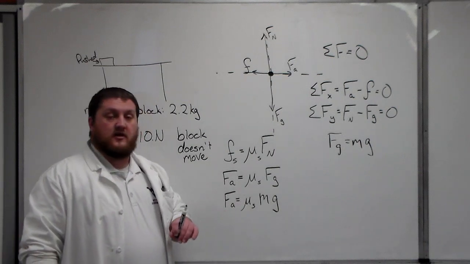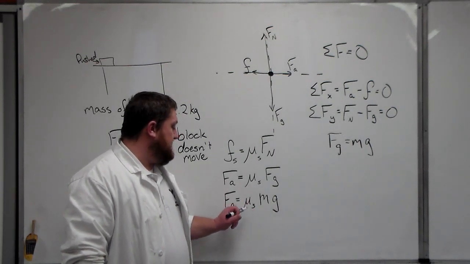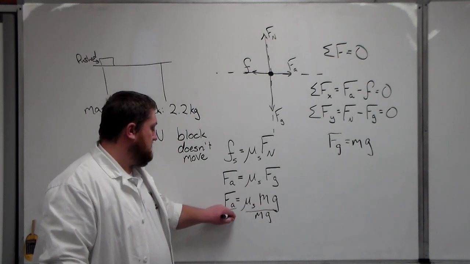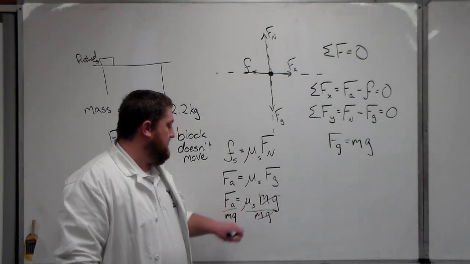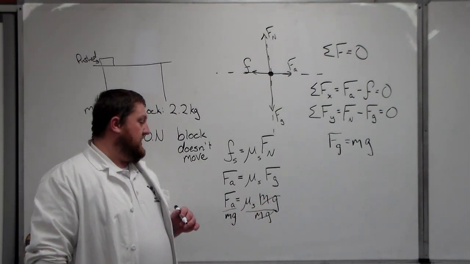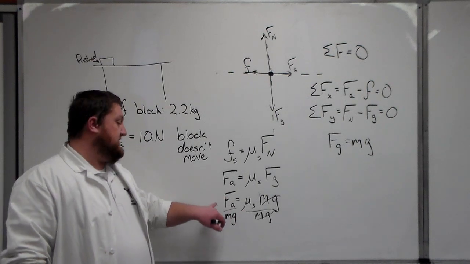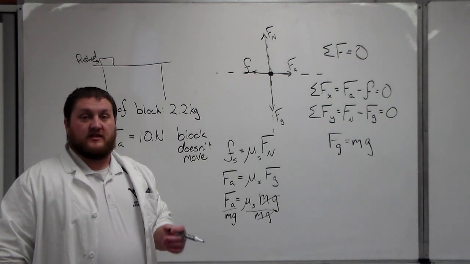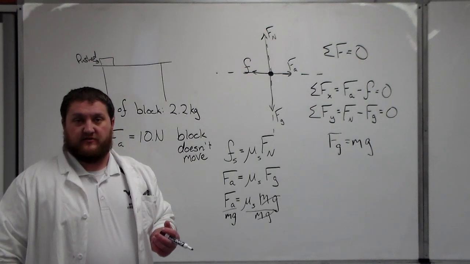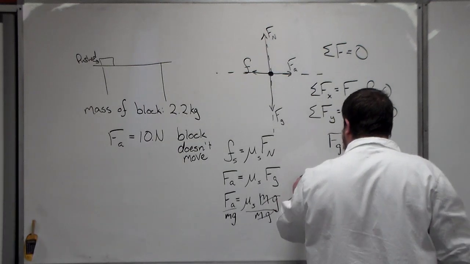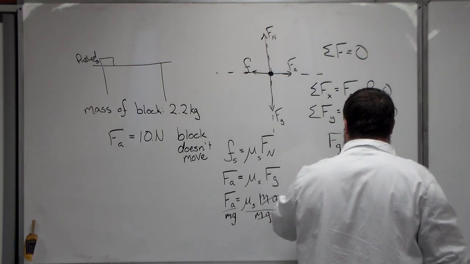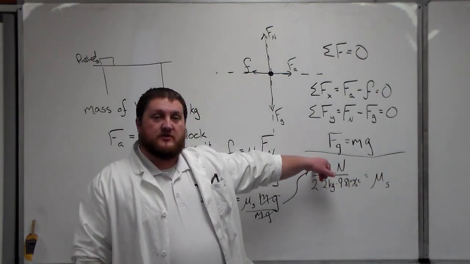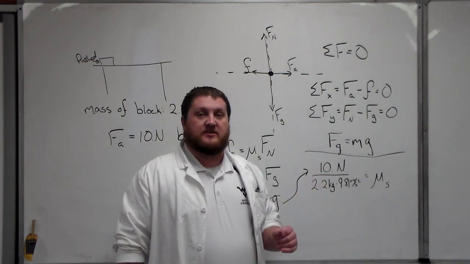And since I'm solving for mu, I'm going to divide both sides by mg. Mg cancels out on the right side of the equation. I'm left with mu. On the left side of the equation, I have the applied force divided by the weight. Let's plug in numbers and solve for our coefficient of friction. I have the applied force divided by the mass divided by g.